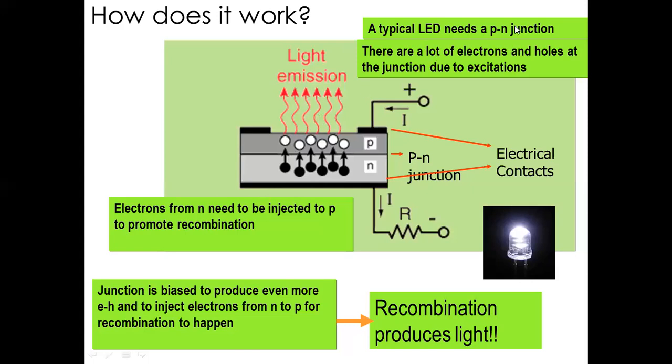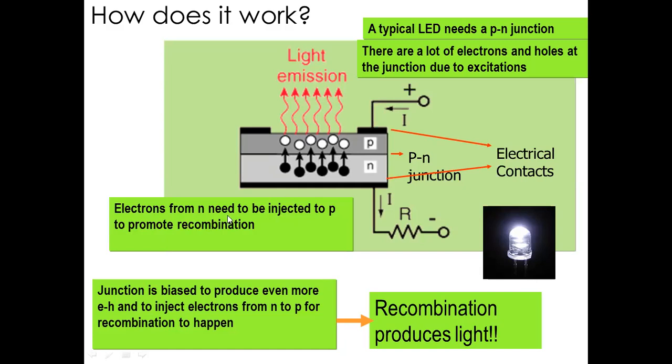A typical LED needs a PN junction diode. P and N junction diodes are there. There are a lot of electrons and holes at the junction due to excitation. The positive supply is given to the P and the negative supply is given to the N, so it is forward biased because of this. So a lot of excitation is there at this PN junction, with electrons and holes at the junction. The junction is in between P and N, this line here.